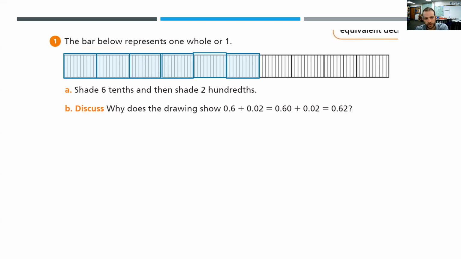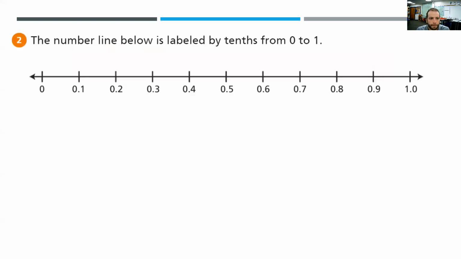And so he's visually trying to show you that here, showing you that 6/10 plus 2 hundredths is the exact same thing as going through and highlighting each hundredth until there's 62 of them highlighted. So 6/10 plus 2 hundredths is the exact same thing as 62 hundredths. Let's look at that exact same idea looking at this number line here.